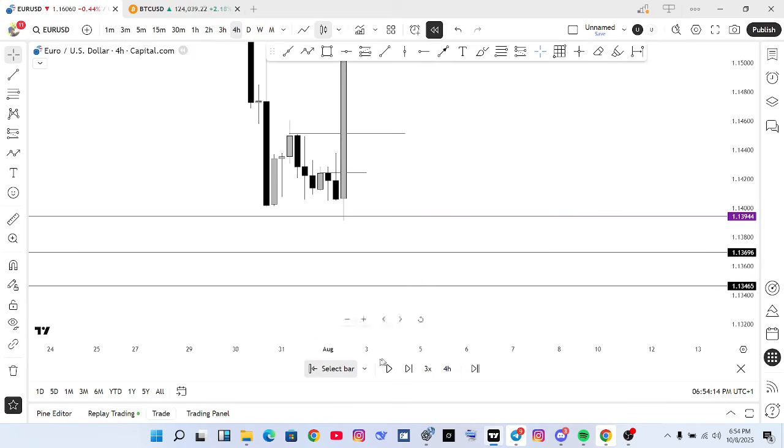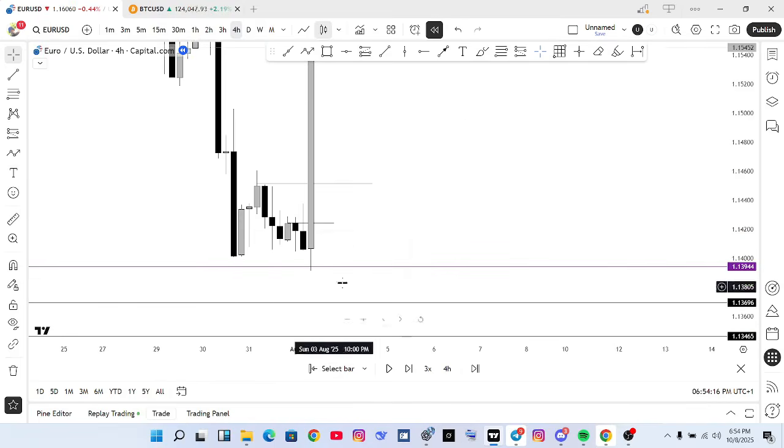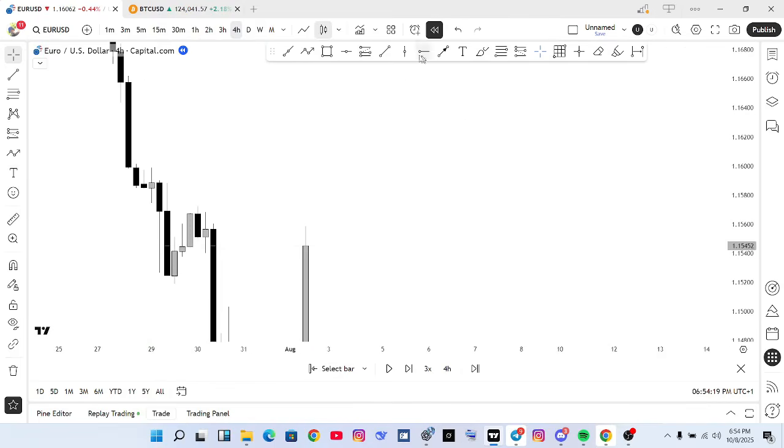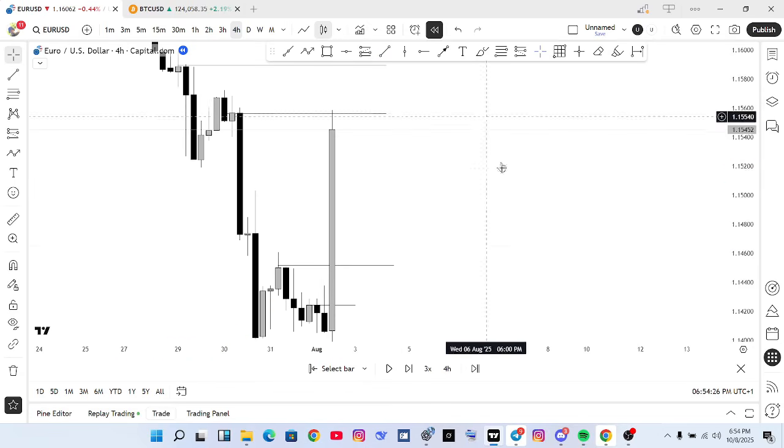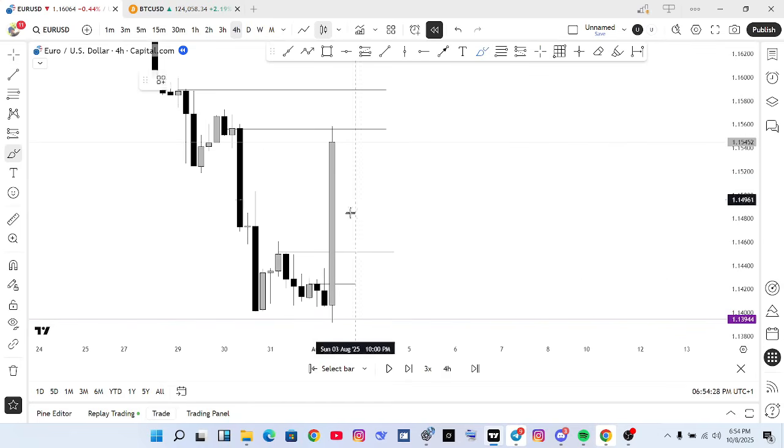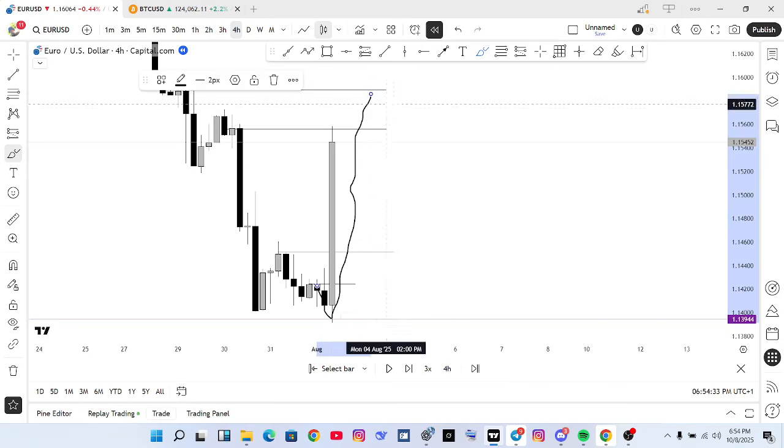And mind you, any buy we are taking from here, they are 4-hour road blocks. All these places are road blocks. So if we are buying from down here, our take profit will be any of this place, any of these road blocks.